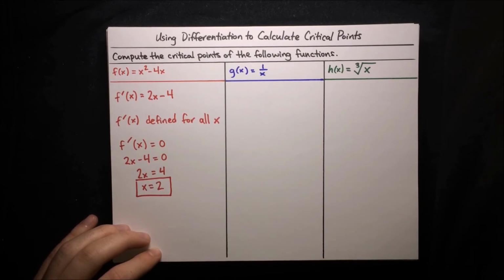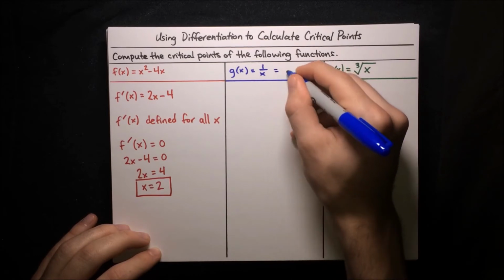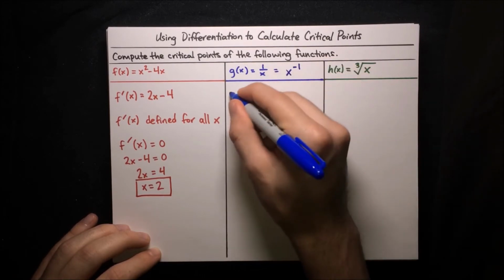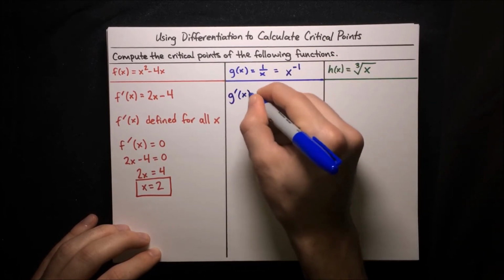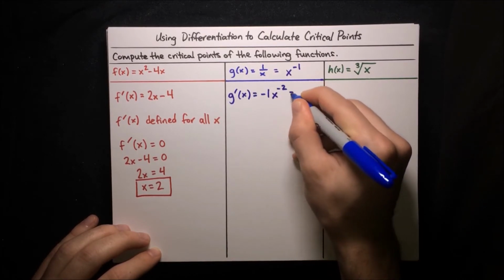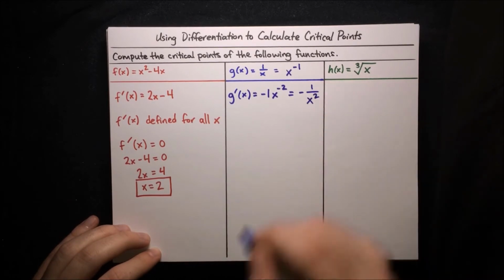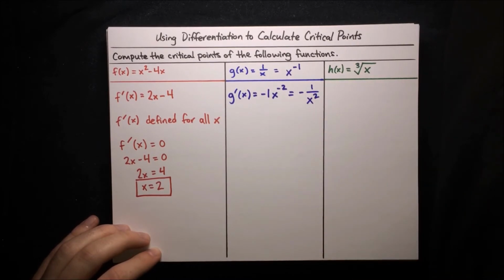Okay, how about the next function, g of x equals 1 over x. Again, let's start by taking the derivative. And we'll do that using the power rule. So first of all, let's write this as a power. 1 over x is just x to the negative 1. So that means g prime of x is equal to negative 1 x to the negative 2, which can be simplified to just negative 1 over x squared. So is the derivative undefined anywhere?